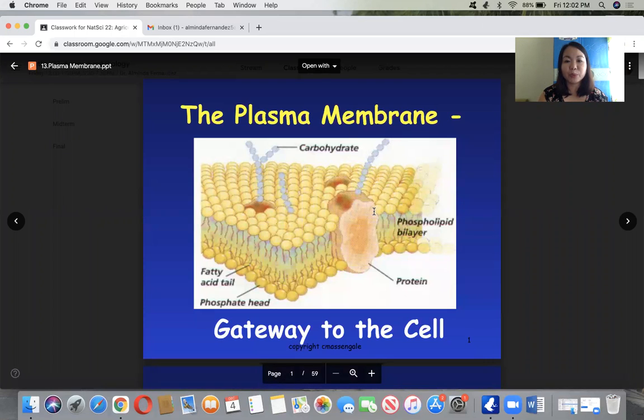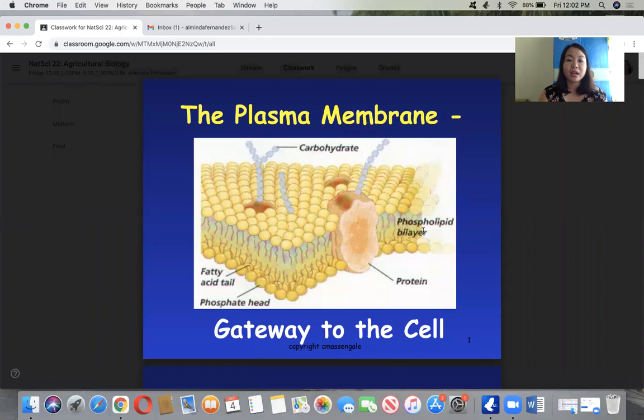So we all know that the plasma membrane is a very important part of the cell, as it is the so-called gateway to the cell. It's where all the substances go through into the cell, enabling the metabolism and the different chemical activities of the cell or of the plants to take place.